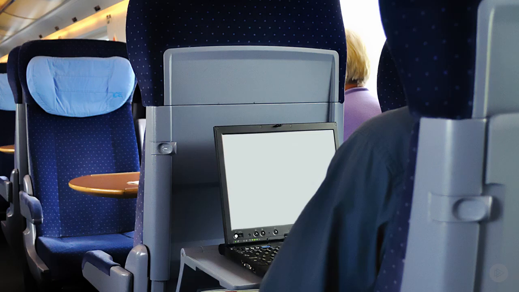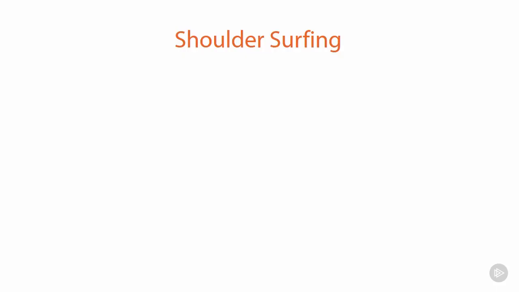People with information on screens in a place that you can observe. It often looks just like this. Someone sitting on a train with a laptop open. You might be standing behind them and you can see exactly what is on their screen. This is what we refer to as shoulder surfing. Looking over someone's shoulder and observing their personal information.